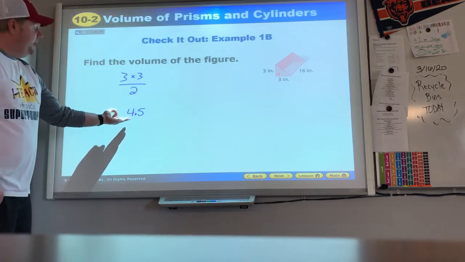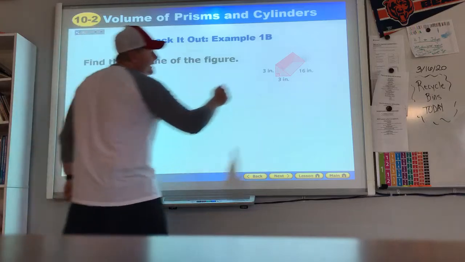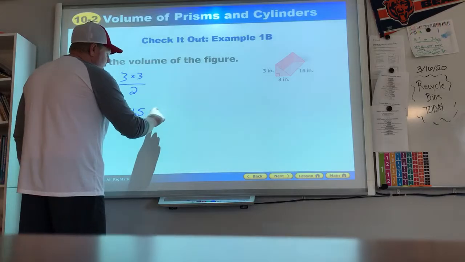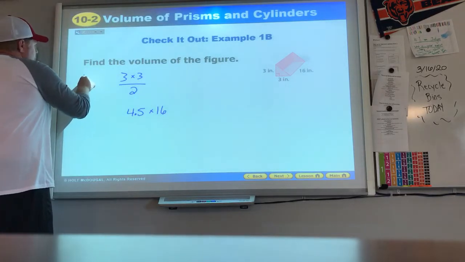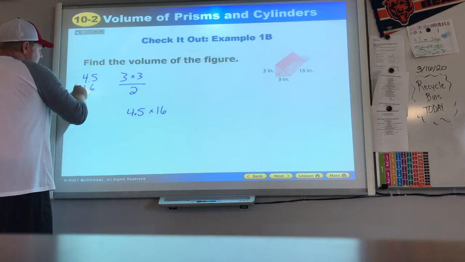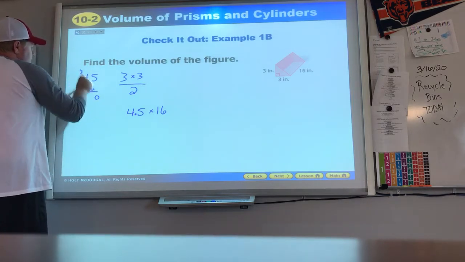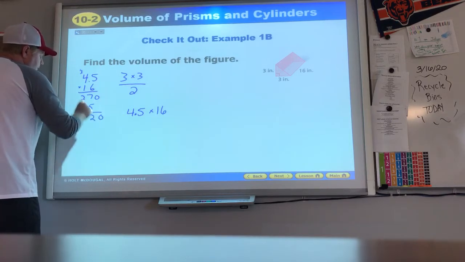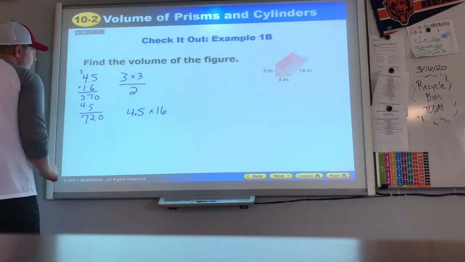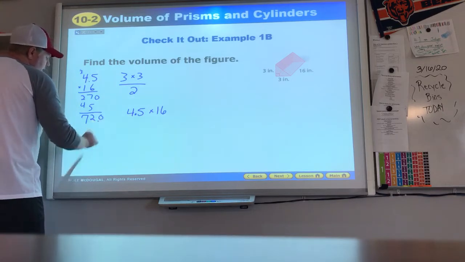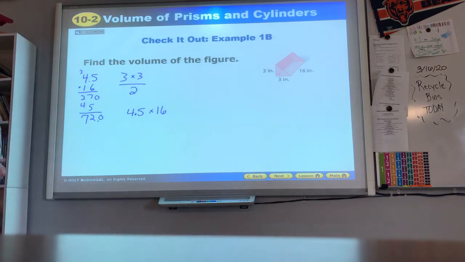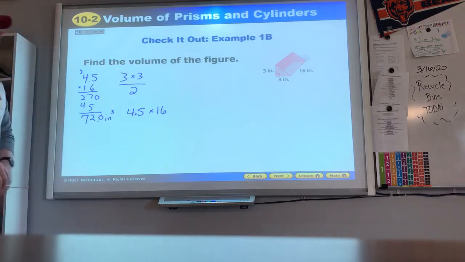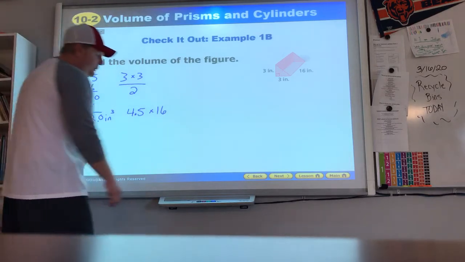Now I take the area of the base, which is what I found, and I take it times the height. That distance between the bases is the height. So take that times the 16. All right, 4.5 times 16, that's 720, have to move my decimal 1, so 72, and it should be inches cubed. Okay. Let's check and see what they put.